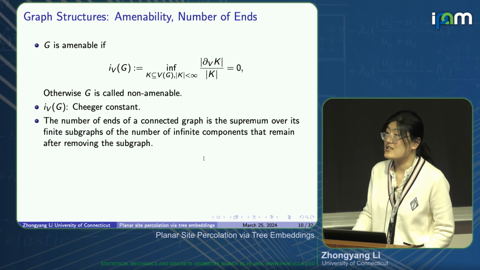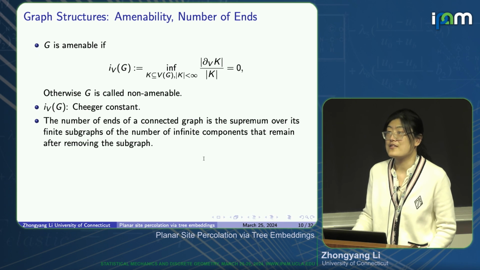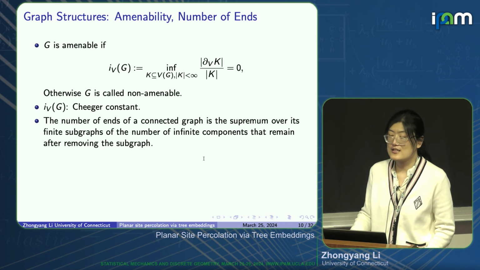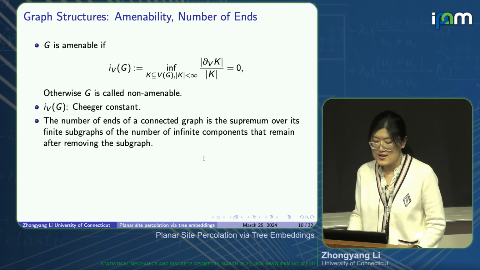Examples of amenable graphs include all the hypercubic lattices Z^d. Examples of non-amenable graphs include the regular tree with vertex degree at least 3.